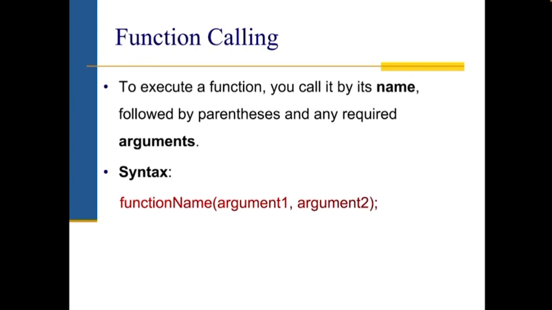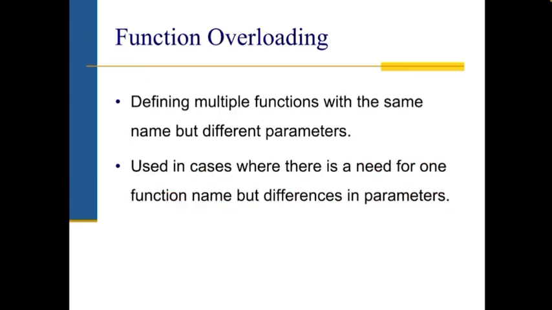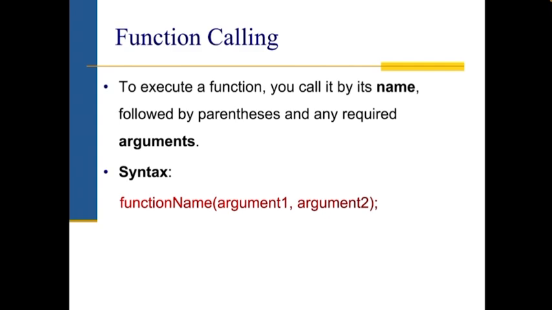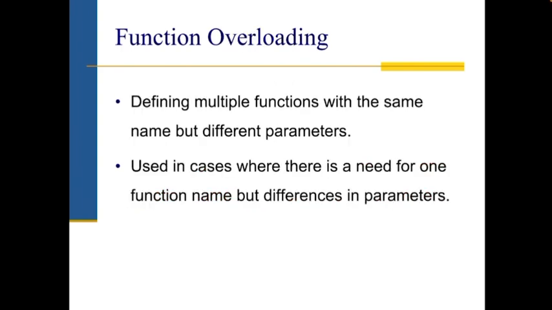Then we move to function calling. To execute a function, you call it by its name, followed by the parentheses and any required argument. This is how it is. The syntax for it is function name, the parentheses. Yes. That is, for example, for the void, you bring void, then you bring your parentheses. Let's say void, the function name, then your parentheses. Then you write your body inside the void. Then after that, you call it inside the int main.